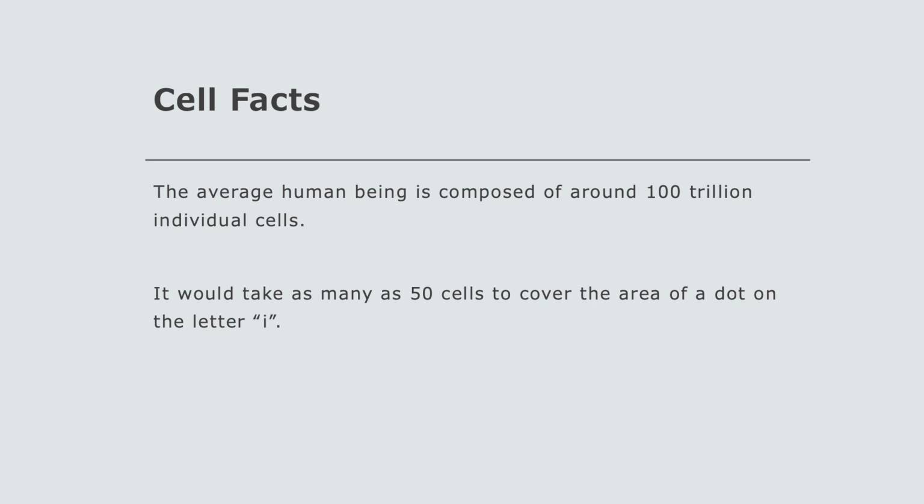And then just a couple interesting facts about cells. The average human being is composed of around 100 trillion individual cells, and it would take as many as 50 cells to cover the area of a dot on the letter I, just to give you an idea of how tiny they are.